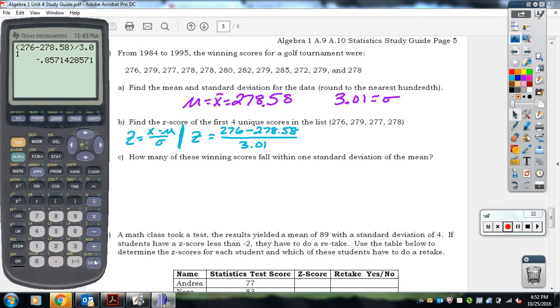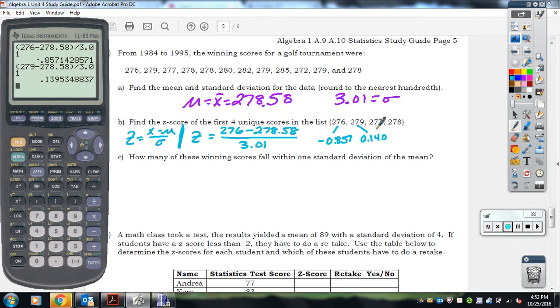I'll do the same thing for the second one. So same idea, except I put 279 here, in parentheses 279 minus 278.58, close the parentheses, divided by 3.01. There's my second one. Might as well write them down before I lose them. This first one is negative 0.857. The second one was 0.14, since the 5 rounds the 9 up.